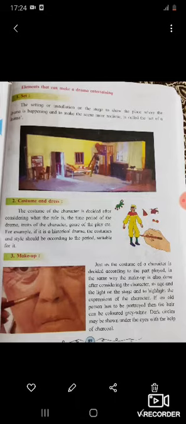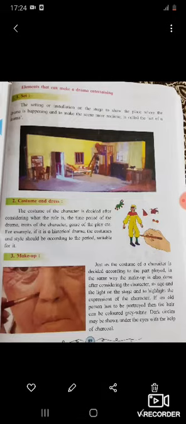The first important element is the set. The setting or installation on the stage to show the place where the drama is happening and to make the scene more realistic is called the set of a drama. So, whatever is the subject, the set should be pertaining to the subject.